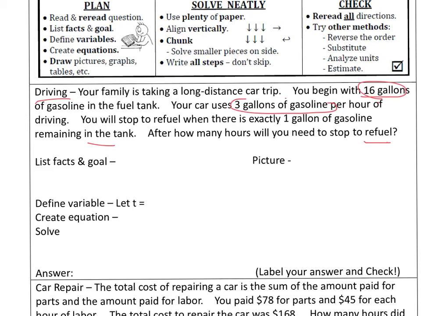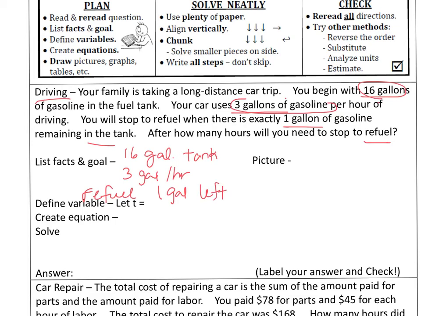So here are your facts. 16 gallons of gasoline in the tank, 3 gallons per hour consumed when driving, and you will need to stop when there is exactly 1 gallon left. Refuel, 1 gallon left. So your car.